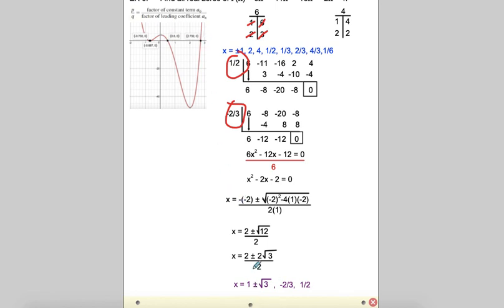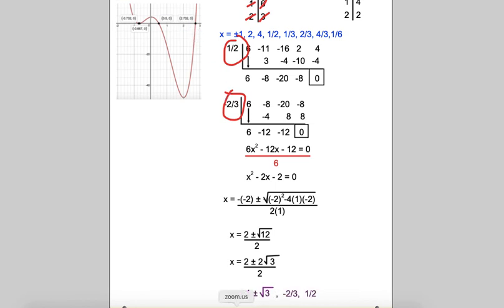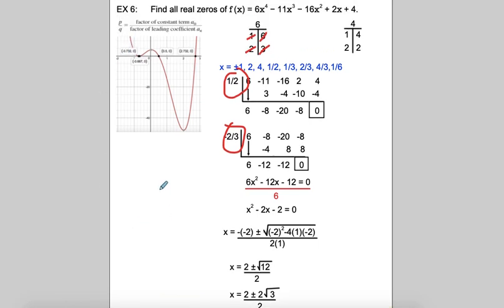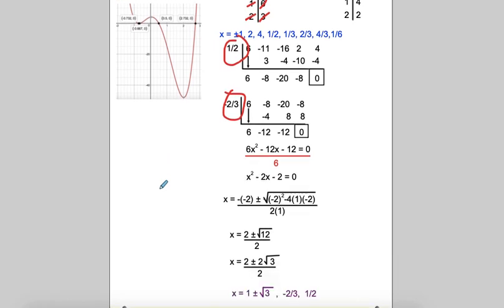Now, looking at this, how do I know it's the same? Well, if you wanted to check yourself, if you do 1 plus the square root of 3 in your calculator, you'll get this decimal right here. If you do 1 minus the square root of 3 in your calculator, you get this decimal right here. So I know I've done it correctly. So that's, in a nutshell, how to solve looking at a graph to help you out and listing the rational zeros to test. I hope this has been helpful.